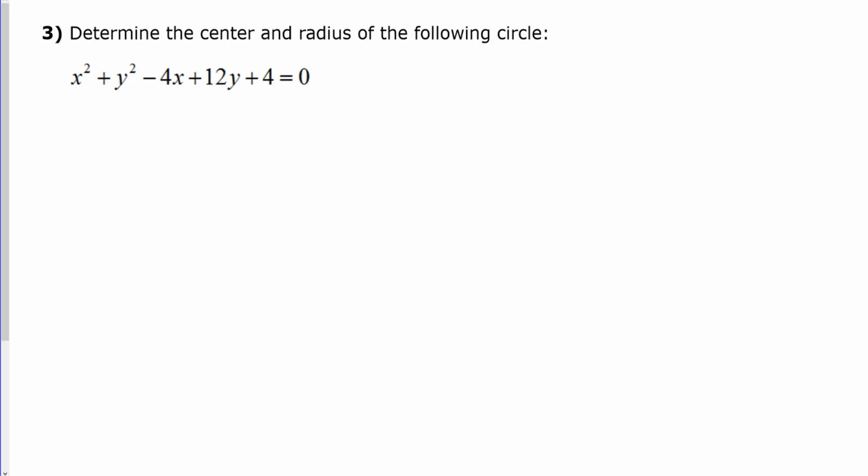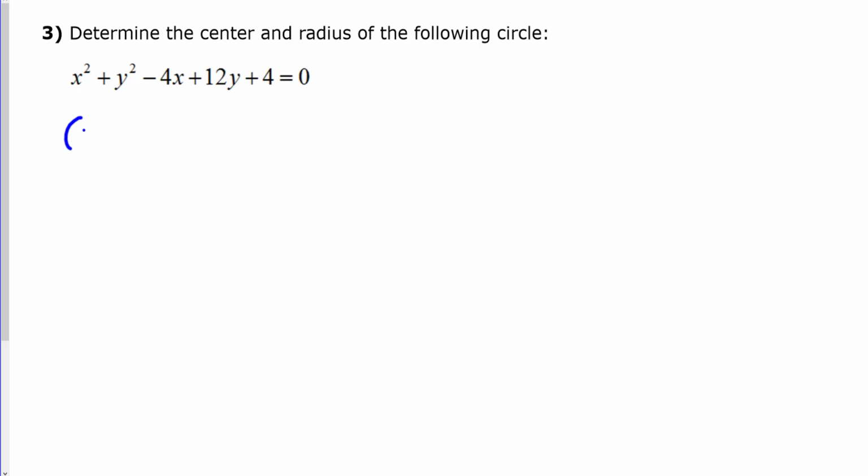Determine the center and radius of the following circle. x squared plus y squared minus 4x plus 12y plus 4 equals 0. This is in general form, and in order to change this into something that we can identify easily the center and radius, we need to use the process of completing the square in order to get that.